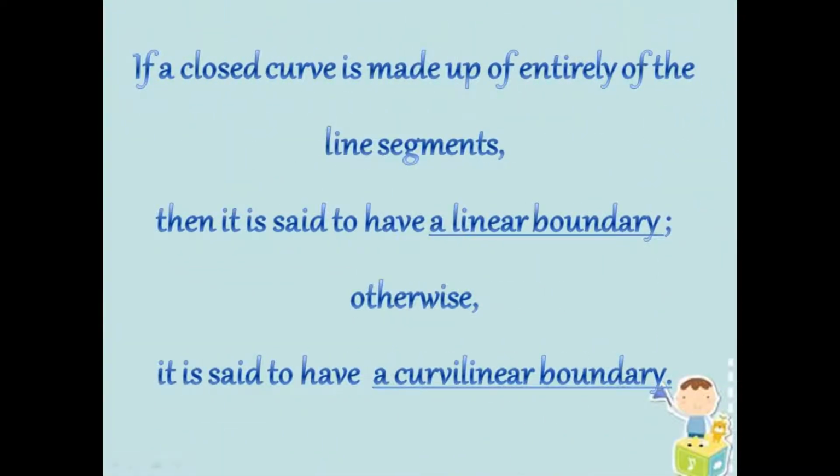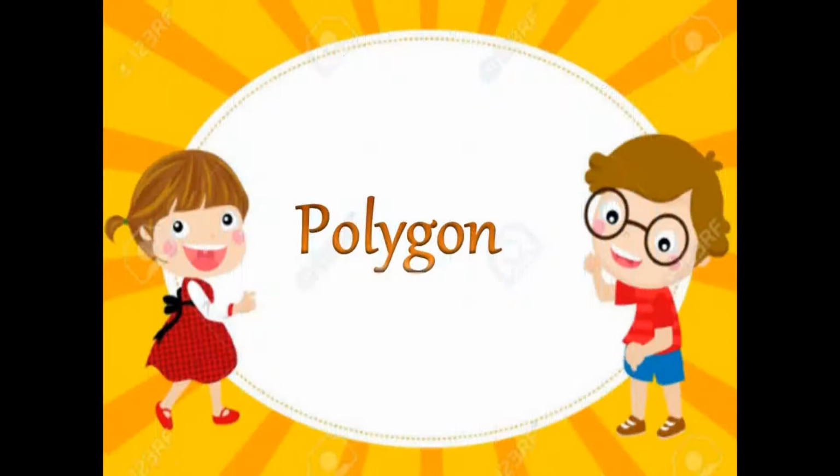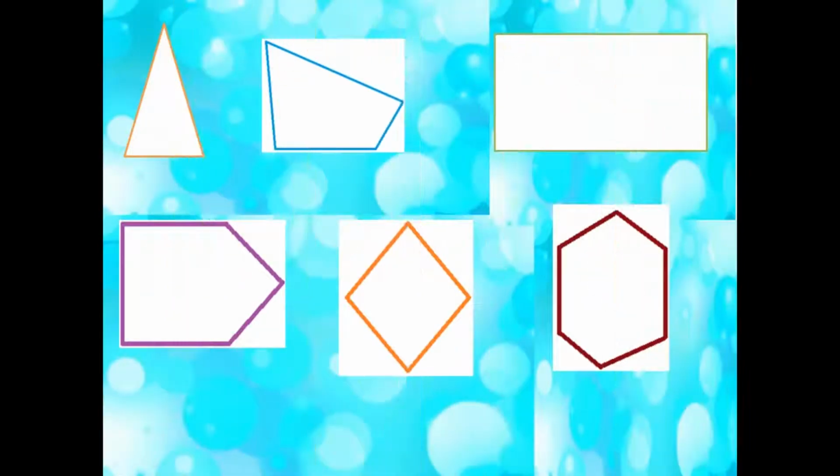So, if a closed curve is made up of line segments, then we can call it a linear boundary. Otherwise, it is said to have a curvilinear boundary. The next one is polygon. You may have heard about polygons, right?